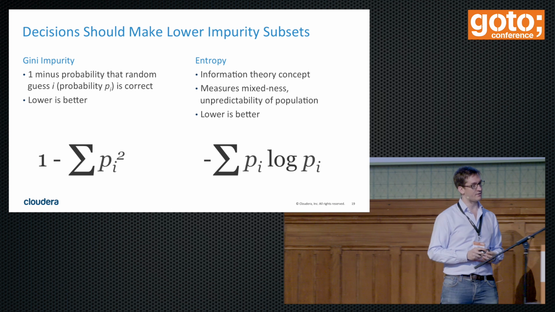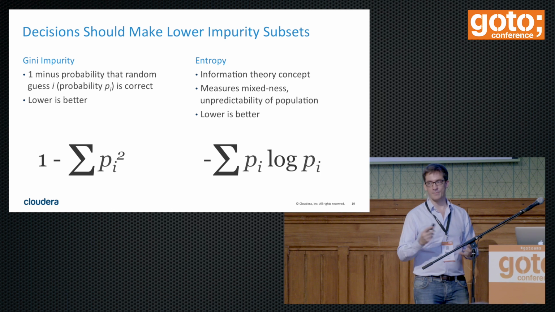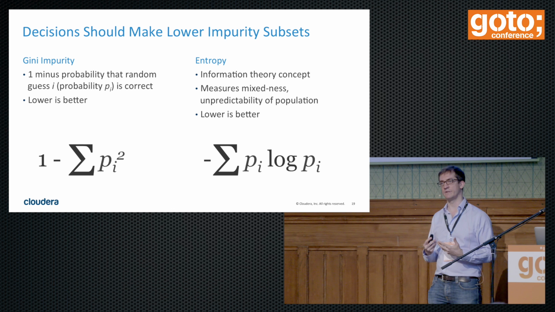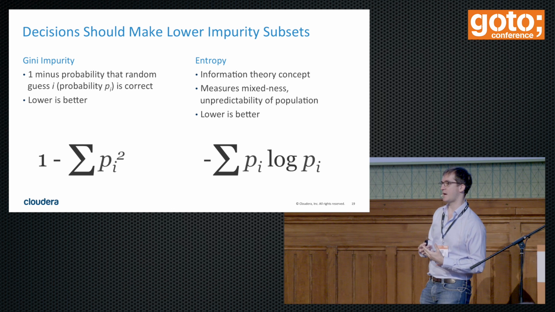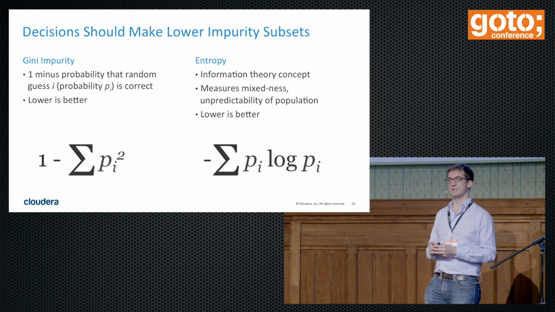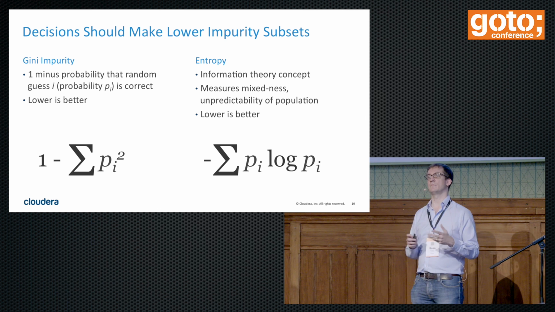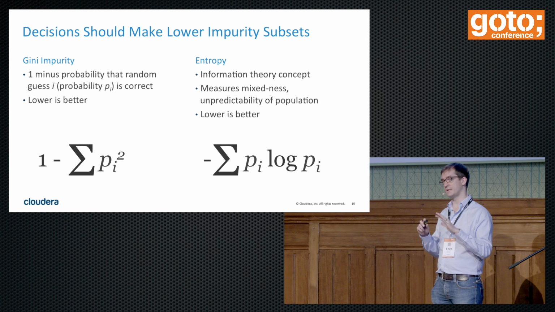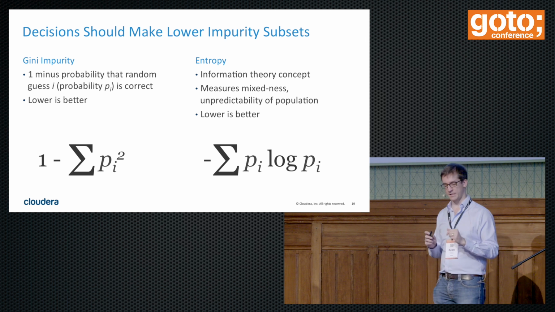Entropy is an information theory concept that measures, in a way, the mixedness of a set of things. And again, if you have a little bit of everything in a set, that has high entropy, in a sense because the unpredictability of the outcome at that point is high.